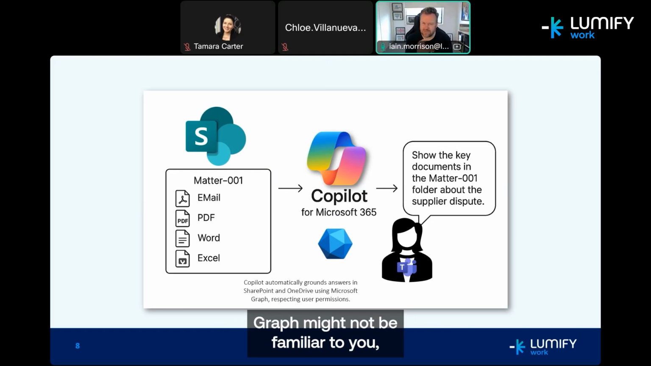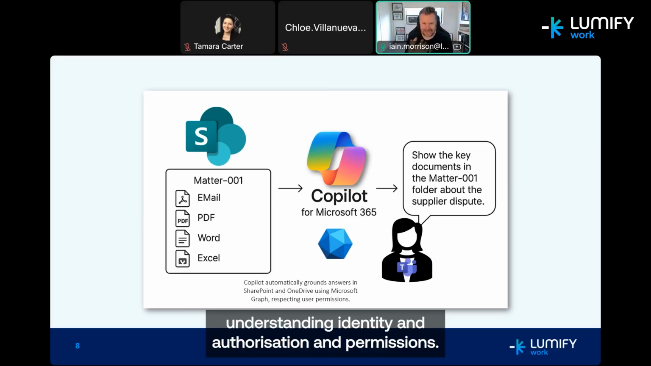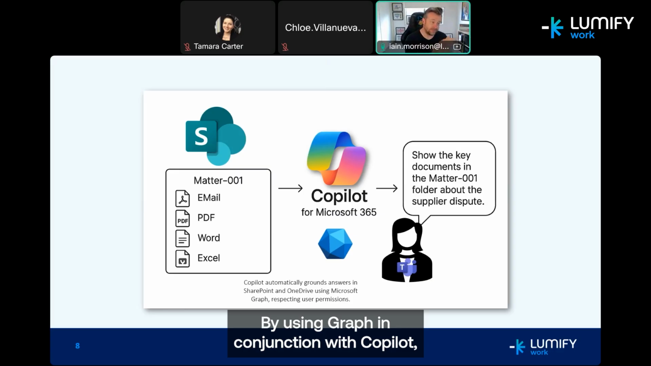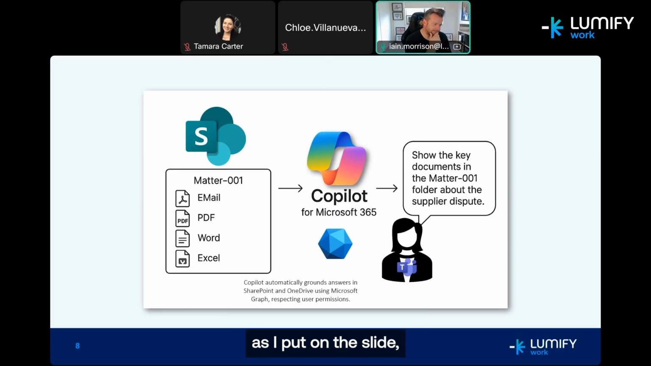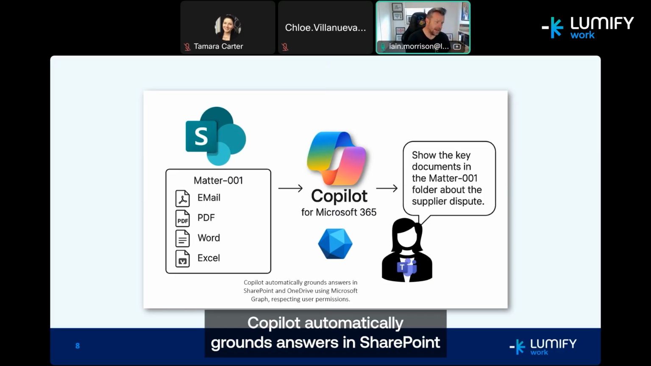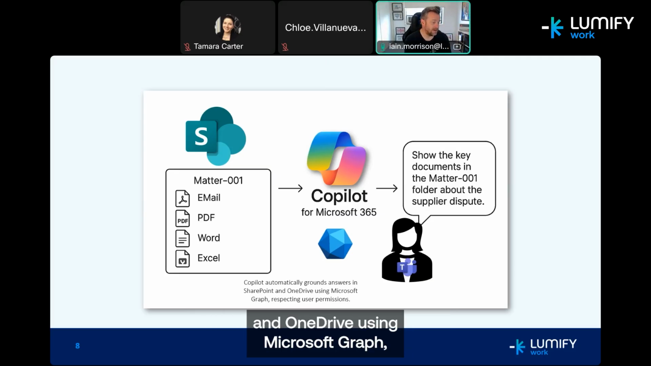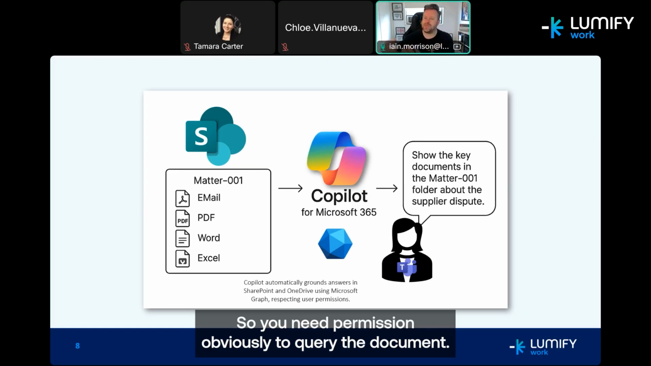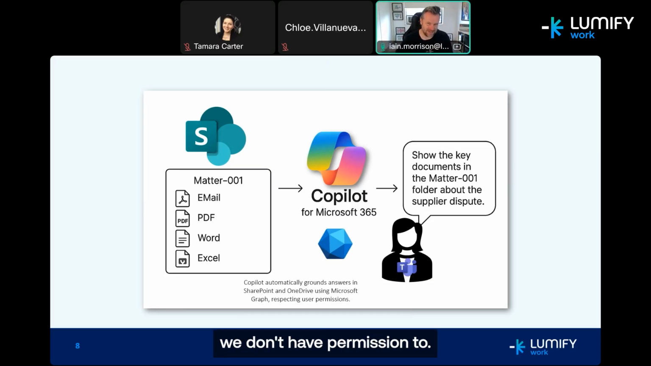Graph might not be familiar to you, but think of it as understanding identity and authorization and permissions. By using Graph in conjunction with Copilot, as I put on the slide, Copilot automatically grounds answers in SharePoint and OneDrive using Microsoft Graph, respecting user permission. So you need permission, obviously, to query the document. We can't just query the document we don't have permission to.